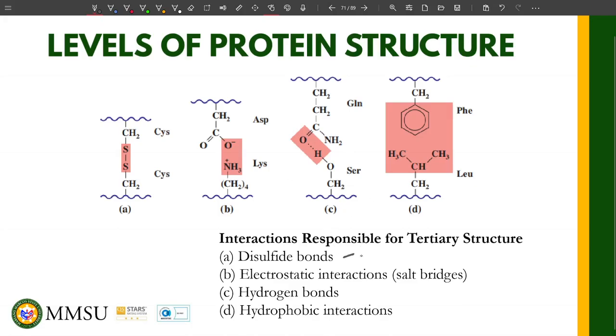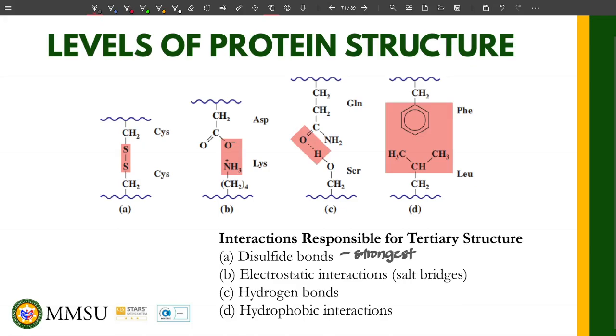Ayan. Strongest. Ganyan lang for disulfide bonds. Dalawang cysteine na amino acids.